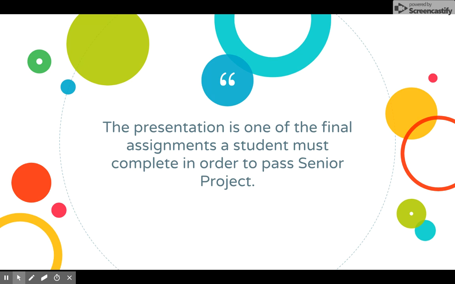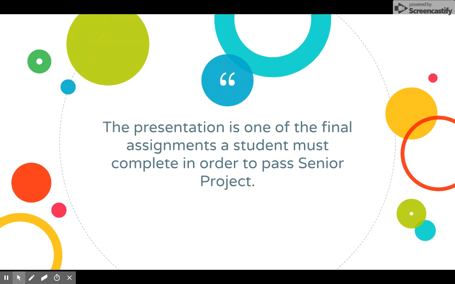It is one of the last things to do. In fact, it very well could be the last thing that you do. If you look at all the quarter four assignments and then look at the presentation itself, you may actually find that you've done all of the quarter four assignments except for this. And so passing your presentation really is the final step in the senior project journey.